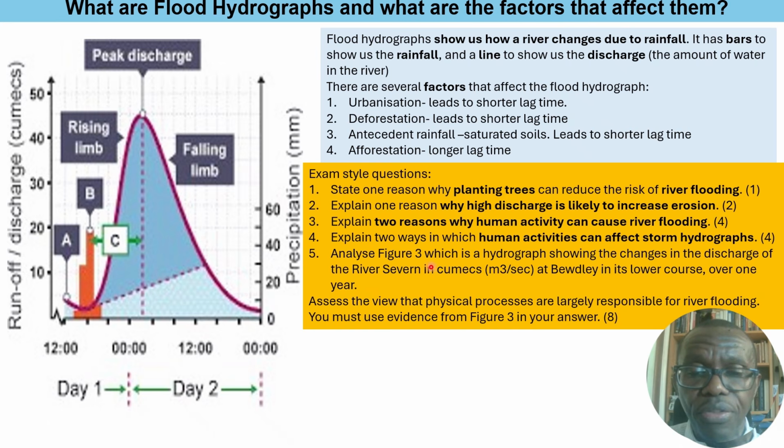So analyze figure 3, which is a hydrograph showing the changes in discharge of the River Severn in cumecs, so in cubic meters per second, at Bewdley in its lower course over 1 year. So they had the flood hydrograph showing Bewdley, and then assess the view that physical processes are largely responsible for river flooding. You may use evidence from figure 3 in your answer.